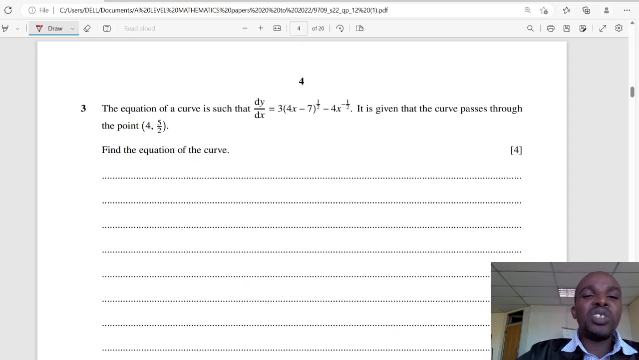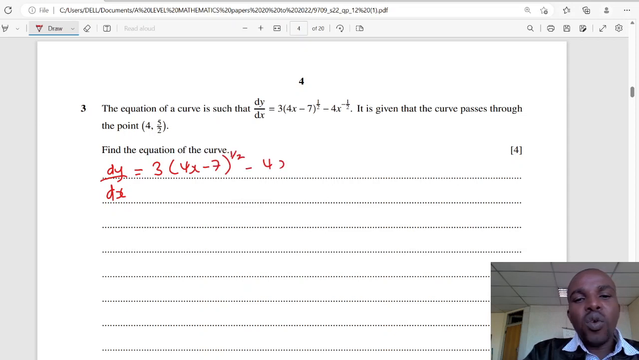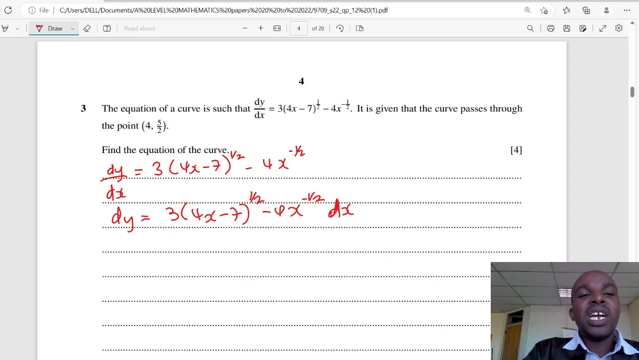So first thing, you separate variables. dy/dx is equal to 3(4x minus 7) to the power half, minus 4x to the power minus half. Separate variables: dy is equal to 3(4x minus 7) to the power half minus 4x to the power minus half, dx. Right? So that's separating variables.